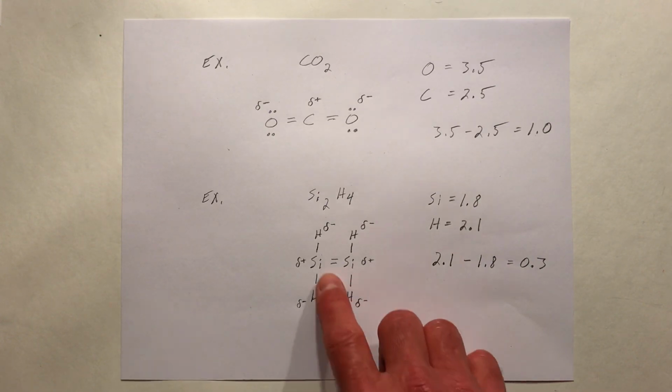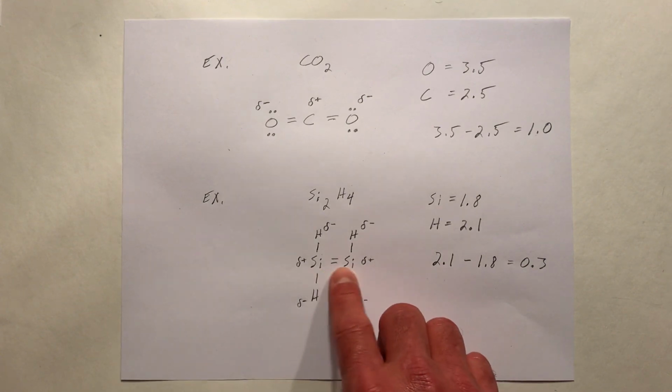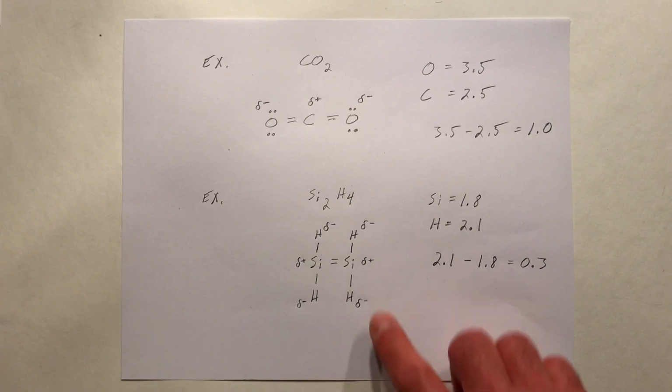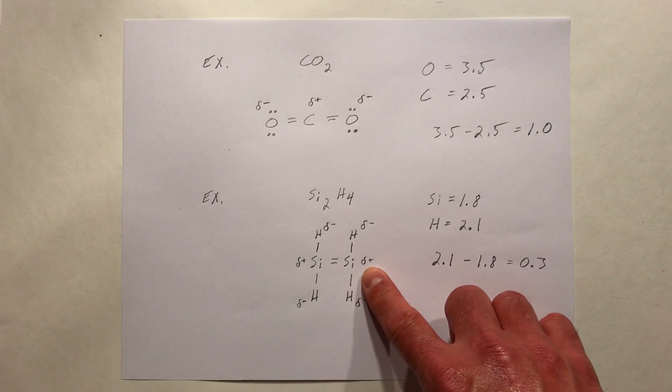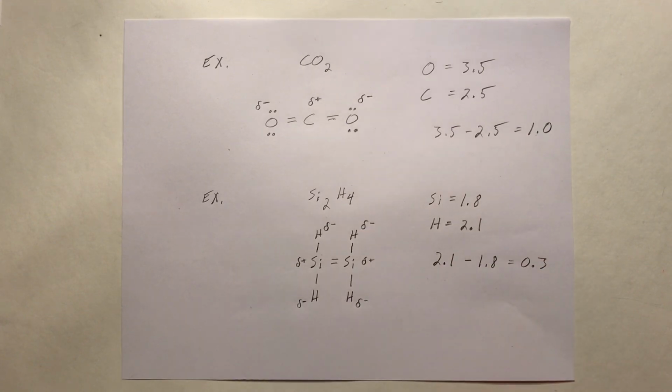Now you might say, well, what about the silicon-silicon bond? Well, there would be equal sharing of electrons across that bond, but the silicons would still be slightly positive because they would not be sharing electrons equally with the hydrogens.